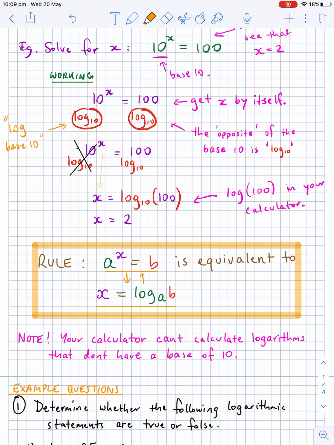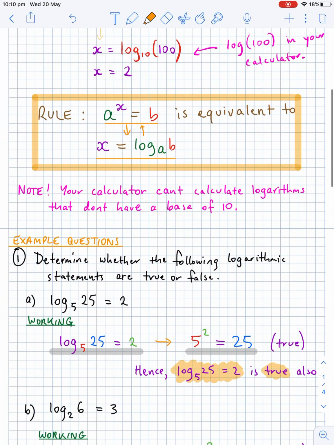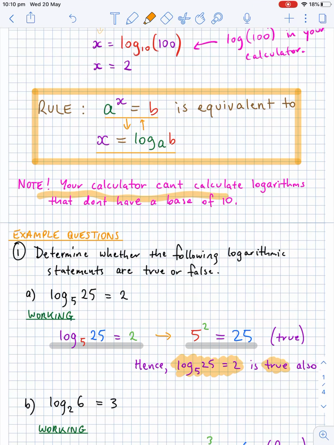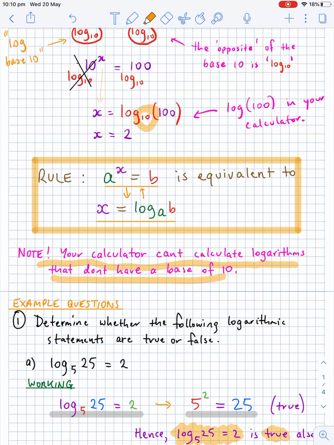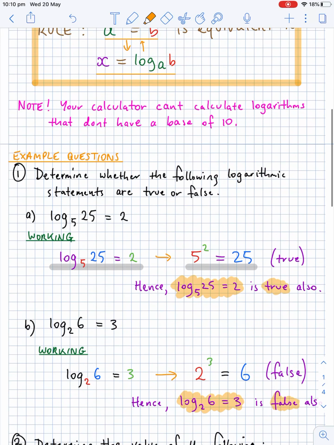That's probably the best way to do it because you can see exactly how it cancels. Okay, note your calculator can't calculate these logarithms that don't have a base of 10. So it only worked because our base was 10. If it was any other number, your calculator wouldn't be able to handle it. So I gave you one that worked, but a lot of them won't work. So we're going to deal with those sorts of situations today.